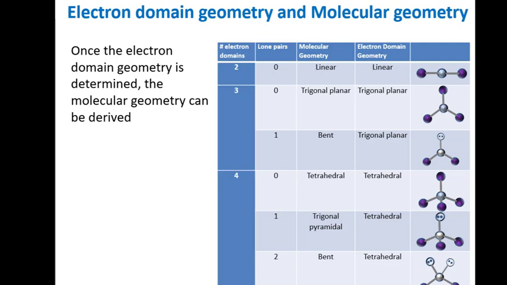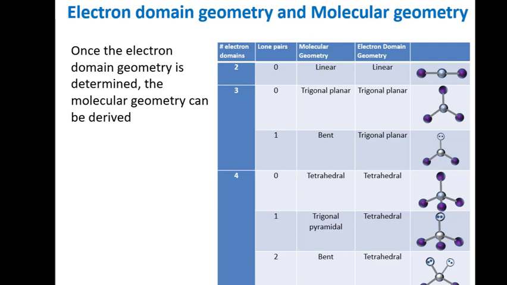The first thing to do is count the number of electron domains. The first column is the number of electron domains. So say we're talking about ammonia. We said it has 4 electron domains, right? Then you have to determine whether there is a lone pair on the molecule, yes or no. If yes, you go onto the row that says 1 for the lone pairs. At that point, you can see the molecular geometry is called trigonal pyramidal, and the electron domain geometry is tetrahedral. So that is the geometry you can derive.